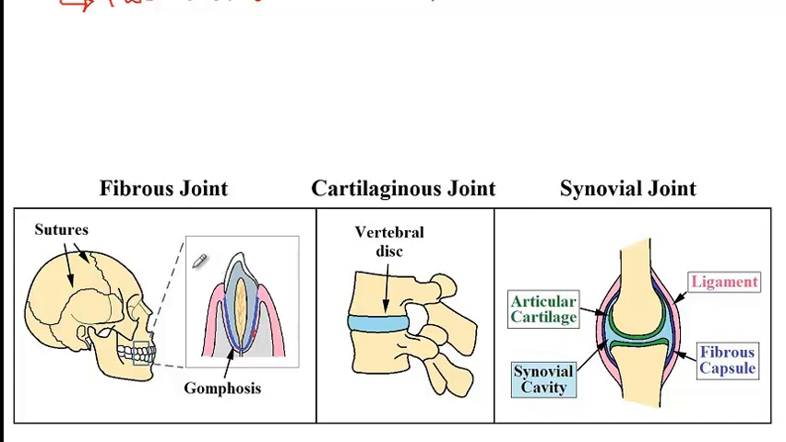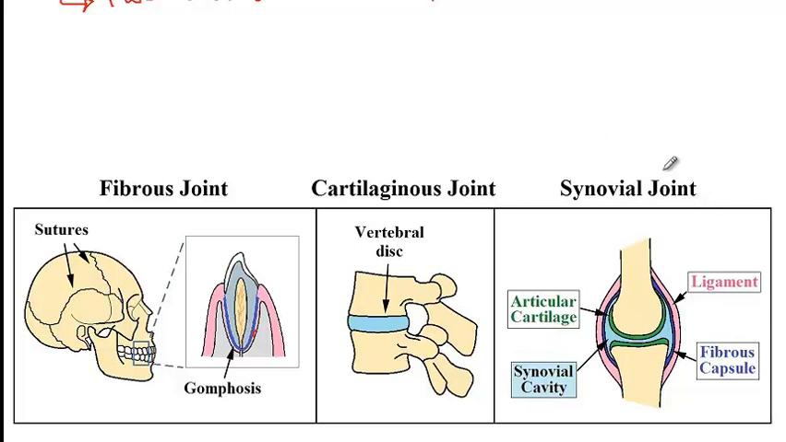The next form of joint is the cartilaginous joint that allows a slight movement, like for instance vertebral disc, where there could be some bending but not too much. And then the next type of joint is a freely movable joint that is known as synovial joints.